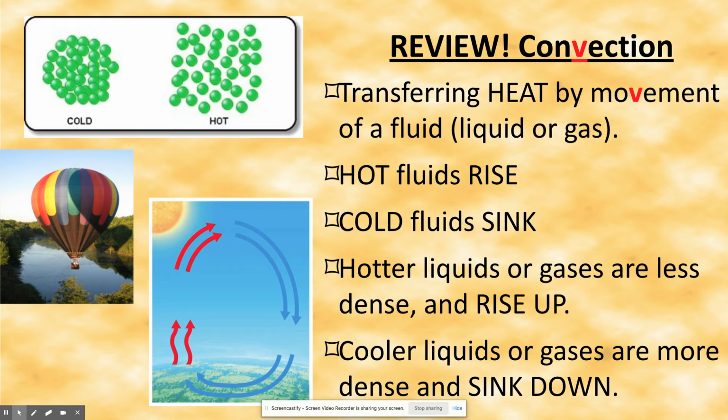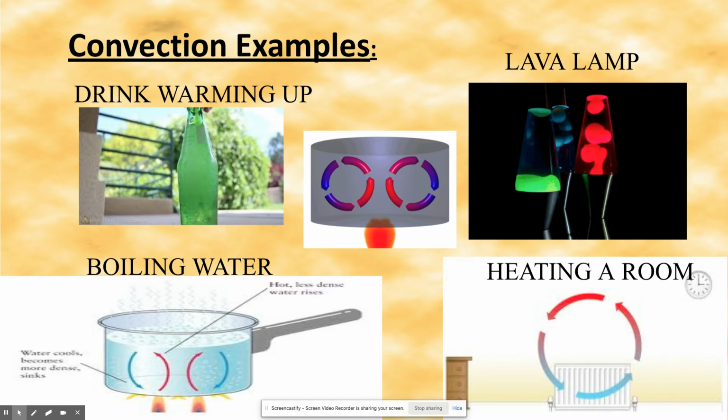It's not the heat that rises, it's the liquids or gases that rise up. And then cooler liquids or gases are more dense and they're going to sink down. Okay, so that is convection. And here are some examples: your drink warming up. And in the next one, you can see the convection happening because the flame makes the molecules rise and then the cooler molecules at the top sink. And this is what's happening in a lava lamp, in boiling water, and it's how we heat our room. You put your heaters on the ground, on the floor.